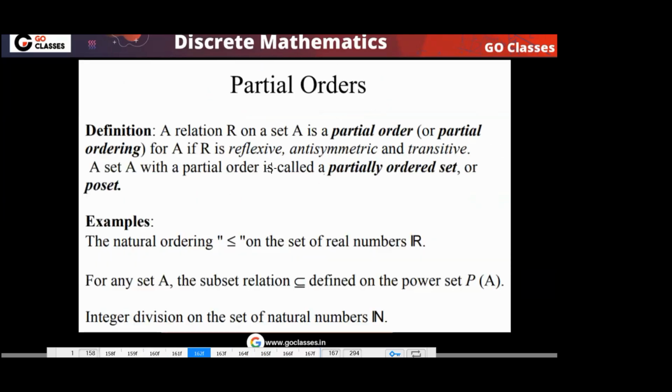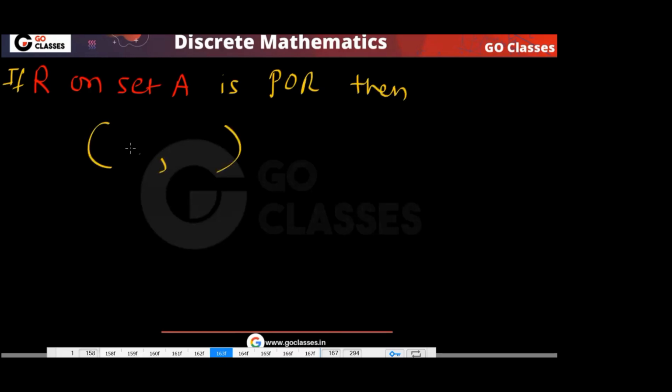It means a relation which satisfies reflexive, anti-symmetric, and transitive. These three properties must be satisfied. Then we will call such a relation a partial order relation. Now, let's assume R is a relation on set A. If R on set A is a partial order relation, then this pair is called a poset. This is just terminology.